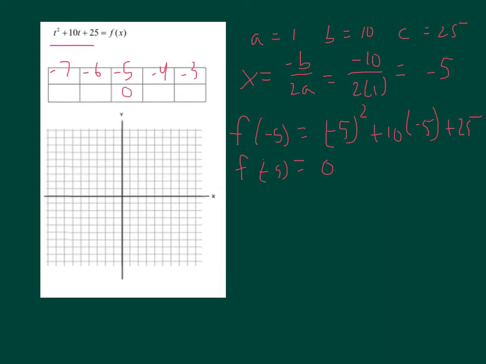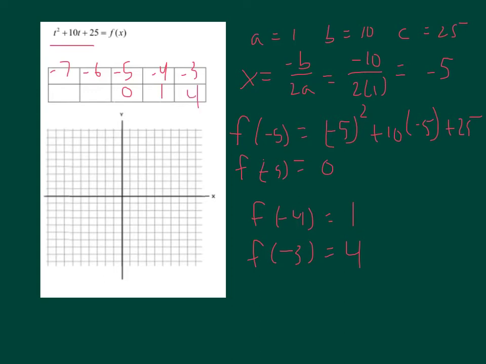Now, I need to evaluate the same function for f of negative 4 and f of negative 3. Now, I've done this on separate paper. You should do this on your own. I get, for f of negative 4, a value of 1, and for f of negative 3, I get a value of 4. So I'm going to put 1 and 4 here.